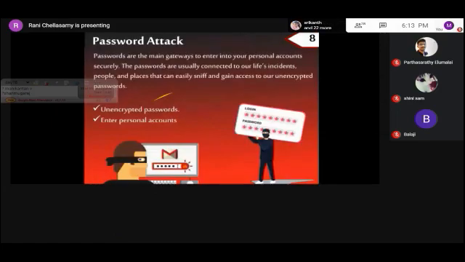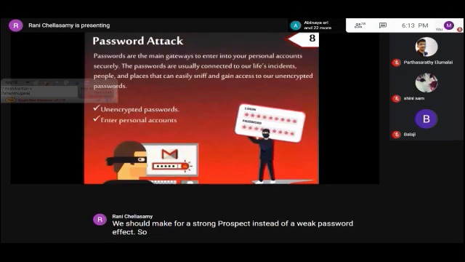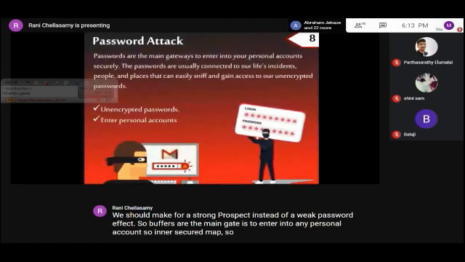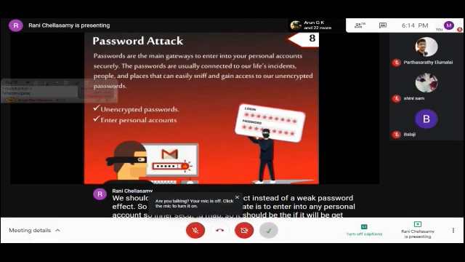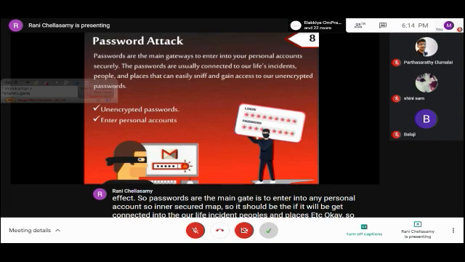The next attack is the password attack. As you all know, we should make a strong password instead of a weak password. Passwords are the main gateways to enter any personal accounts in a secured manner, and they get connected to our lives, incidents, people and places, etc. Password attack means a third party will be trying to gain access to your computer system by cracking the password. That is called a password attack.